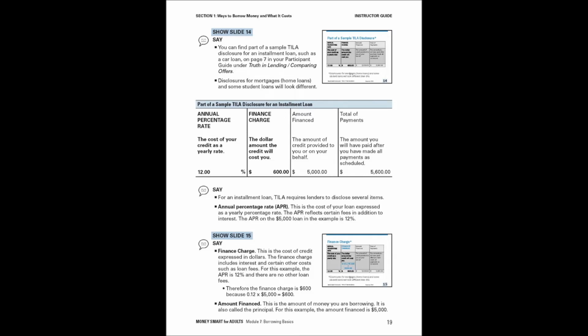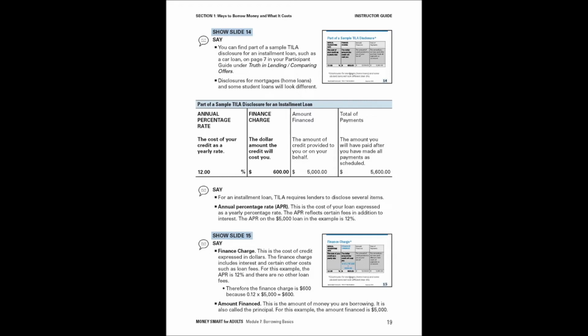So tell participants that they might have different formats and forms of this, but that the information may still be the same in terms of the information that's being disclosed. After looking at slide number 14 and helping participants be familiar with what a sample TILA is and the information there, you're going to go to slide number 15, which now gets into the math.